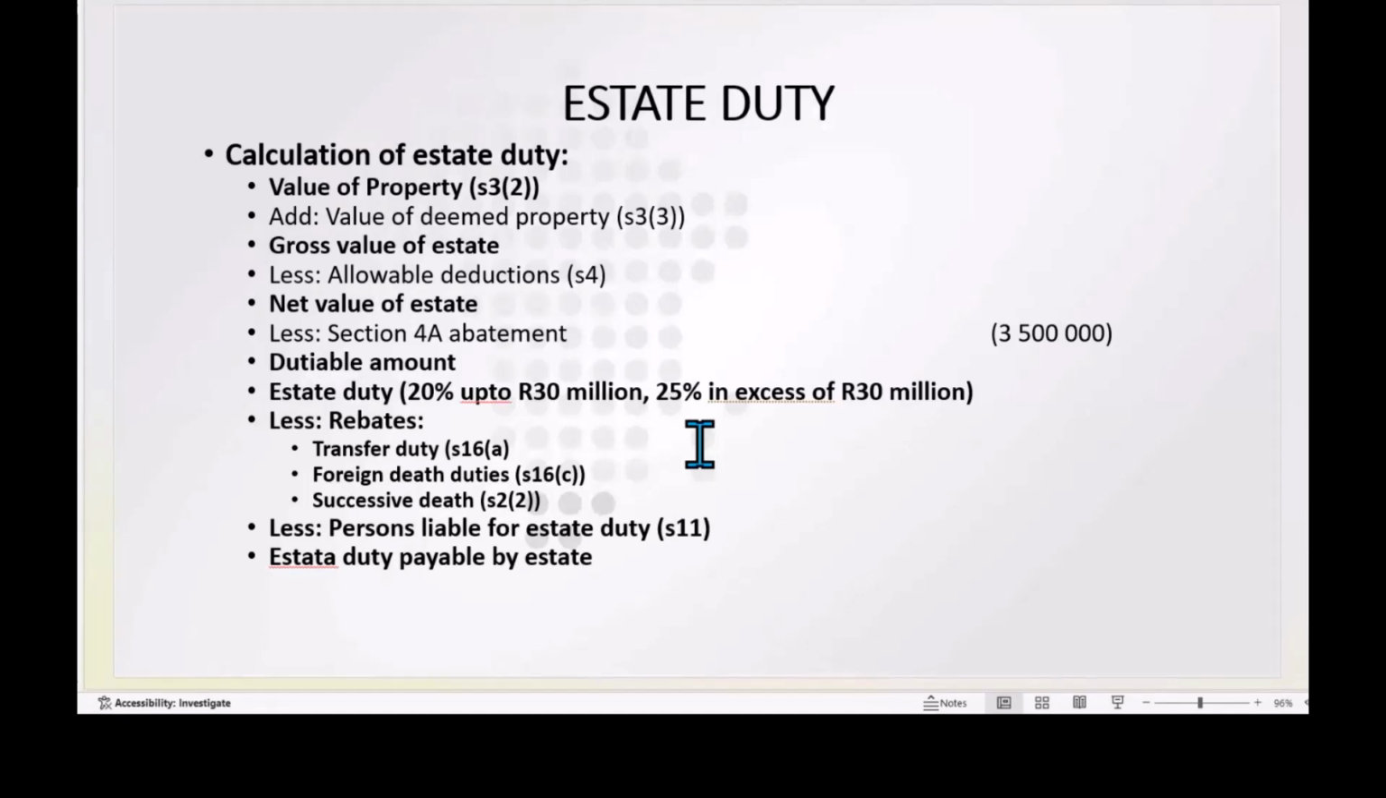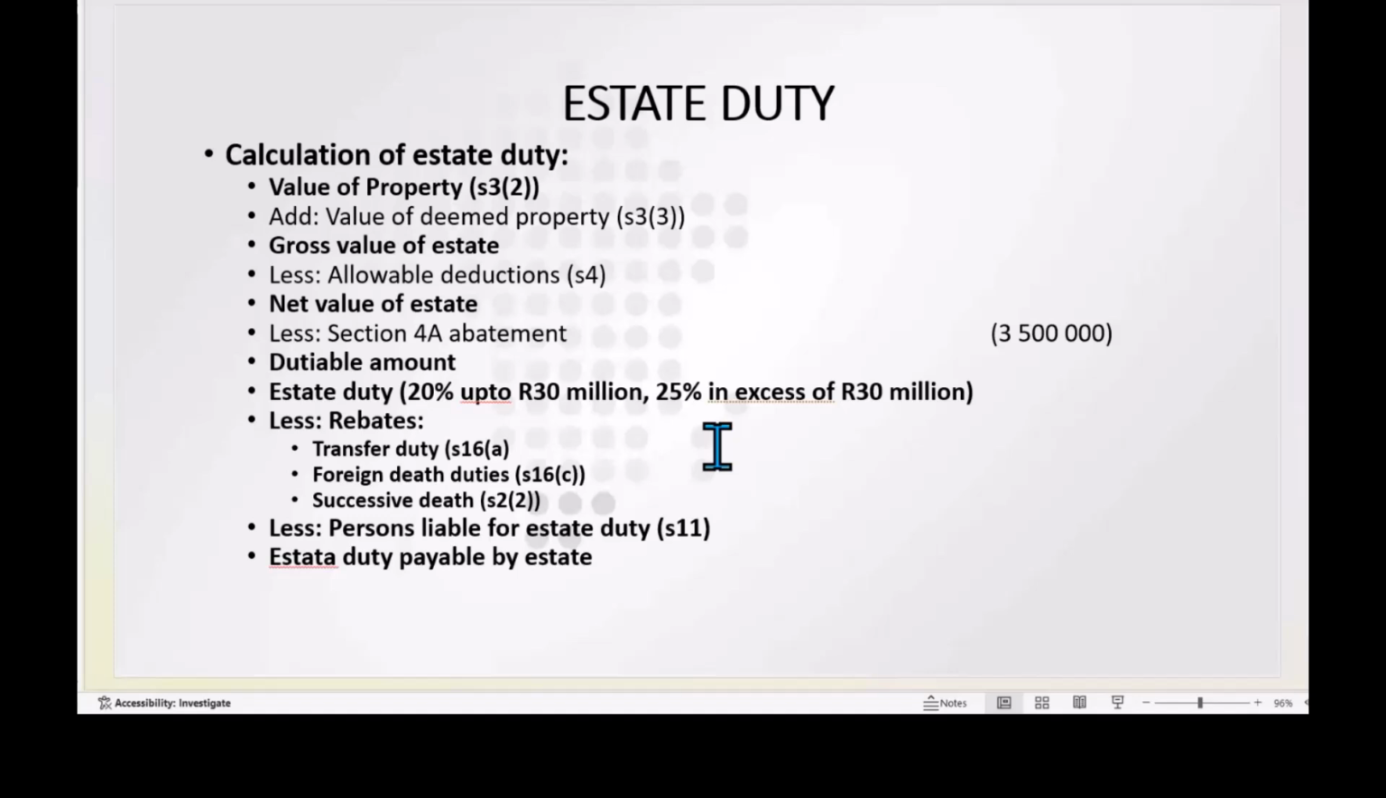So then that will give you your dutiable amount, and then you would determine your estate duty at 20% up to the point that your dutiable amount is 30 million rand. Anything in excess of the 30 million rand will then be taxed at 25%. So if the dutiable amount is, let's say, 31 million rand, everything until 30 million rand will be taxed at 20%, and then the 1 million rand will be taxed at 25%.